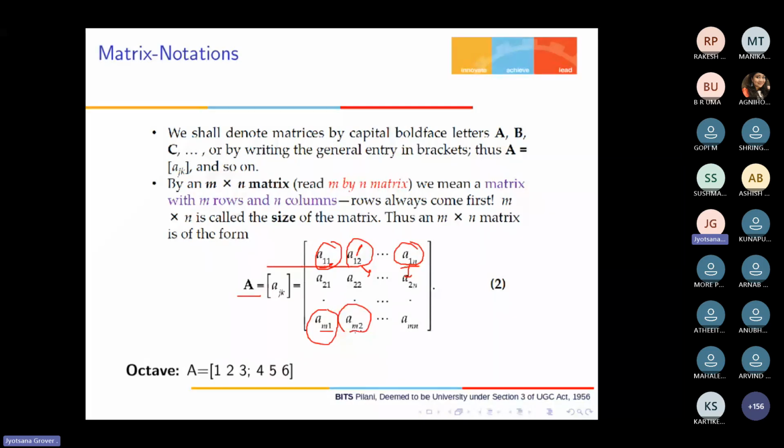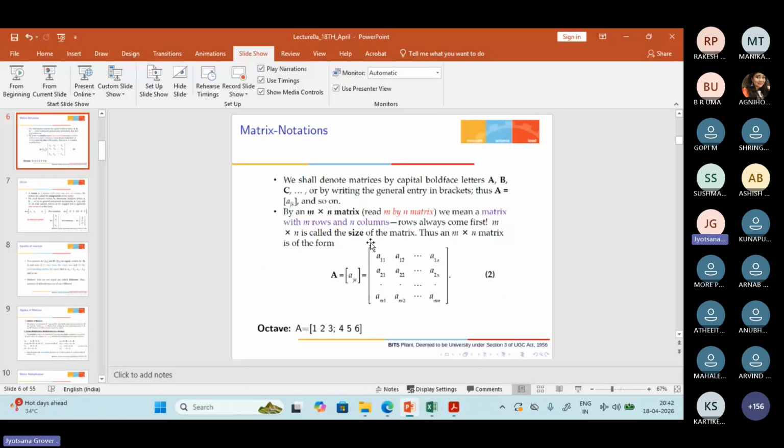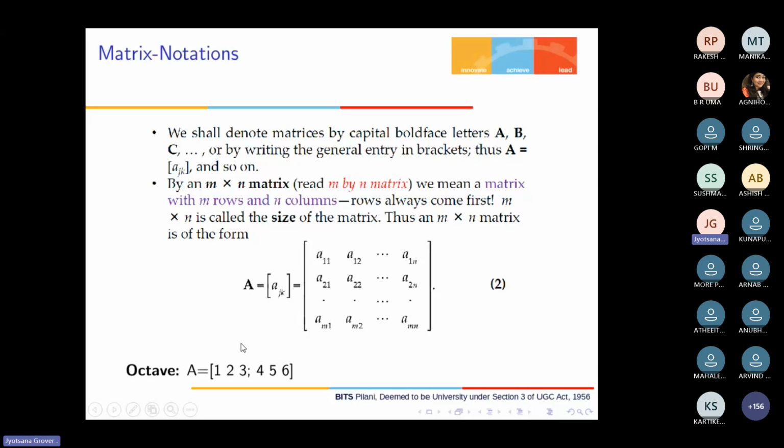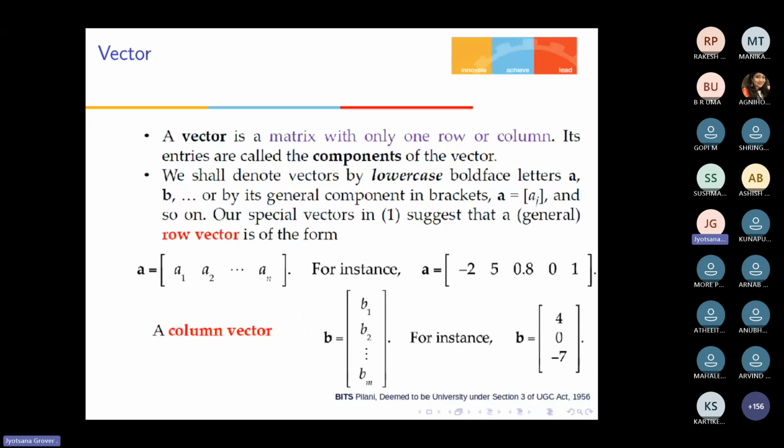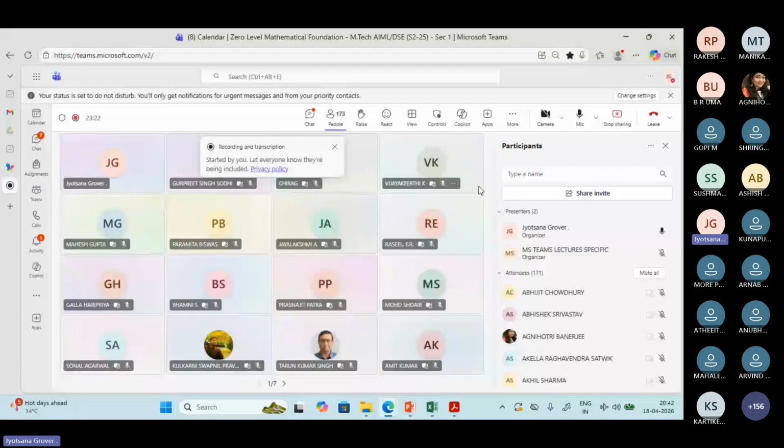So this matrix contains the details about the m customers. The first row represents the first customer, the second row represents the second customer, and the mth row will represent the mth customer. Now in Octave, how will you represent it? I'll come to it in the end. I hope you can see. Slides are visible, right?